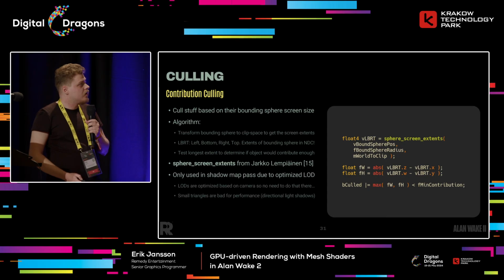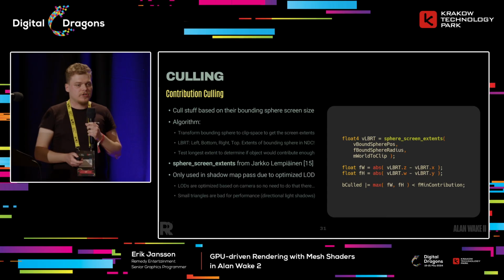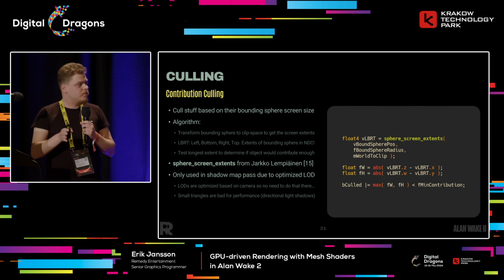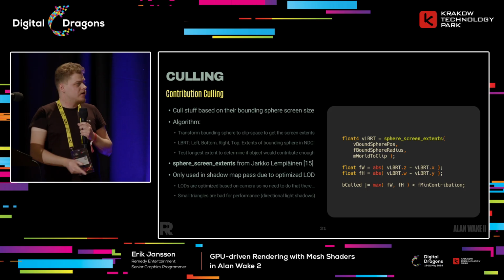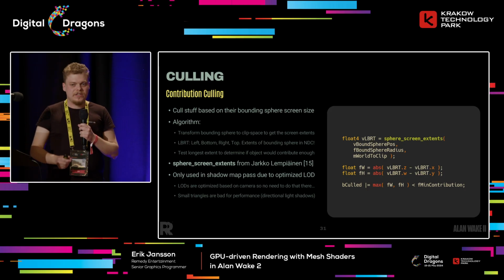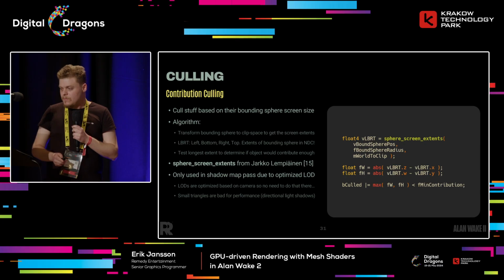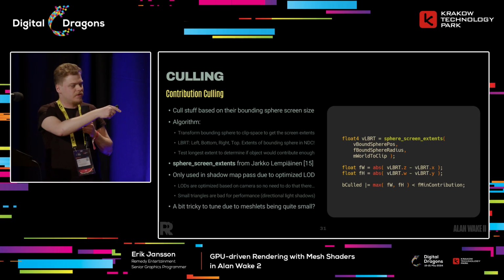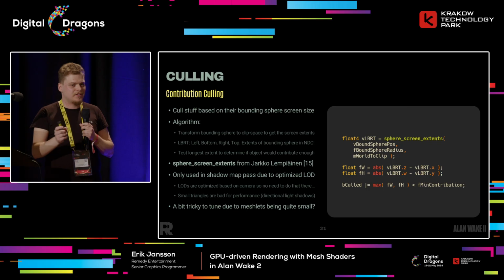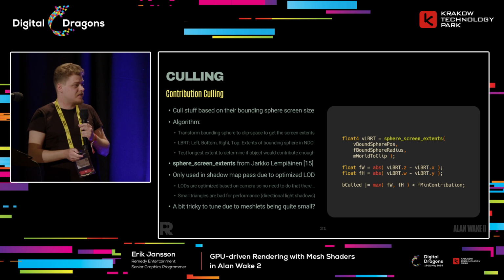Highly recommended. We actually only do this contribution culling for the shadow maps pass. The LODs have already been optimized for the main camera, so the triangles are already in the right size. But for the shadow maps, these triangles can be quite small, and as we all know, rasterizing small triangles is a bad idea. So yeah, we do this for the shadow maps. It can be a bit tricky to tune this minimum contribution for the meshlets because they're kind of uniform in size. So I'd recommend splitting this into mesh contribution and meshlet contribution for your game. We didn't do it, but I recommend that you do it because that is a better idea.